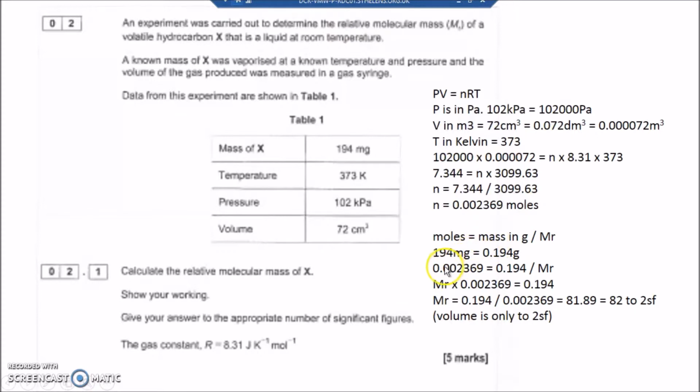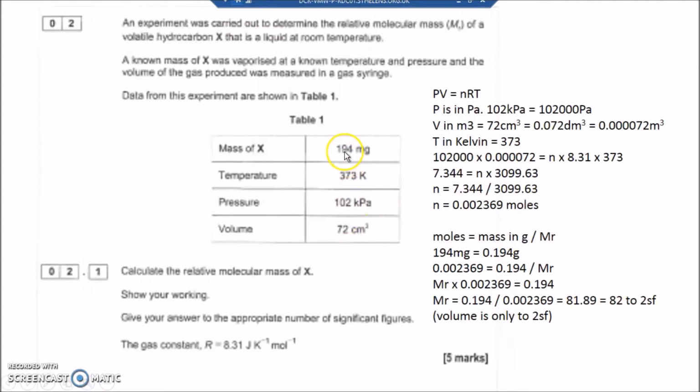MR I don't know. Moles 0.002369 is the mass, 0.194, divided by MR. So MR, if I rearrange, is 0.194 divided by 0.002369 equals 81.89. I've got to get it to two significant figures.